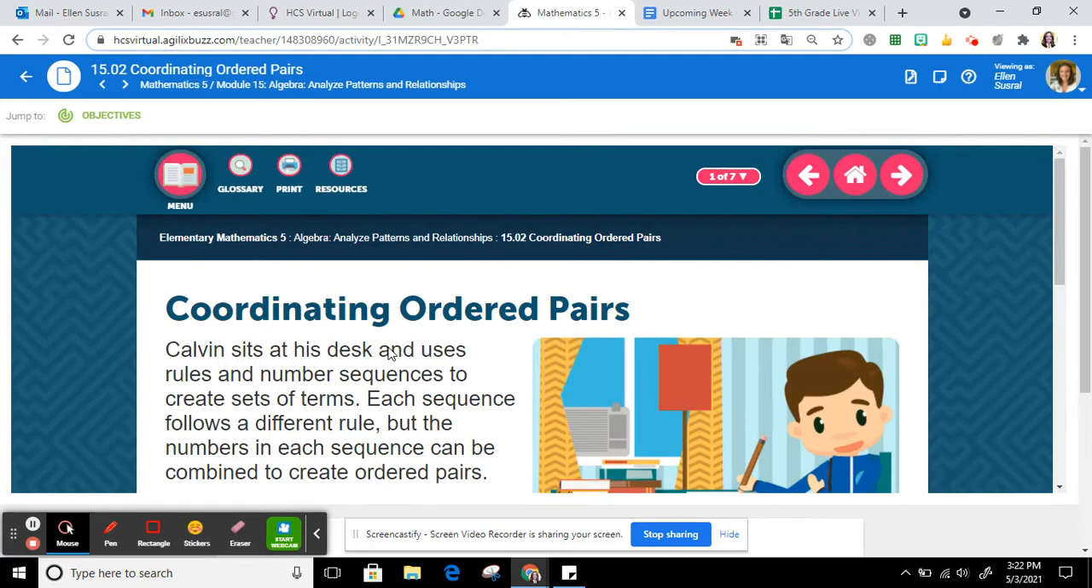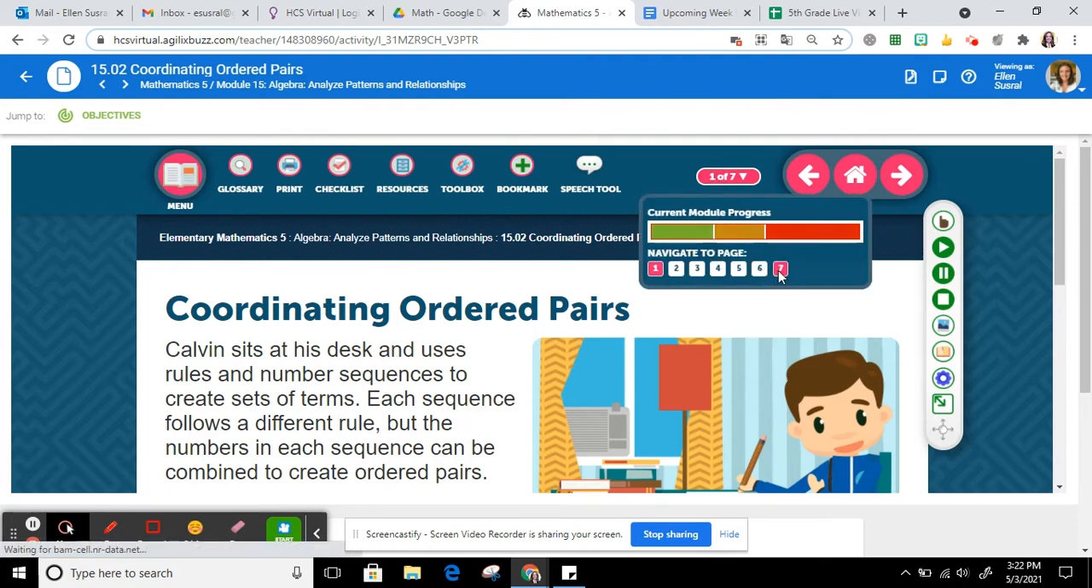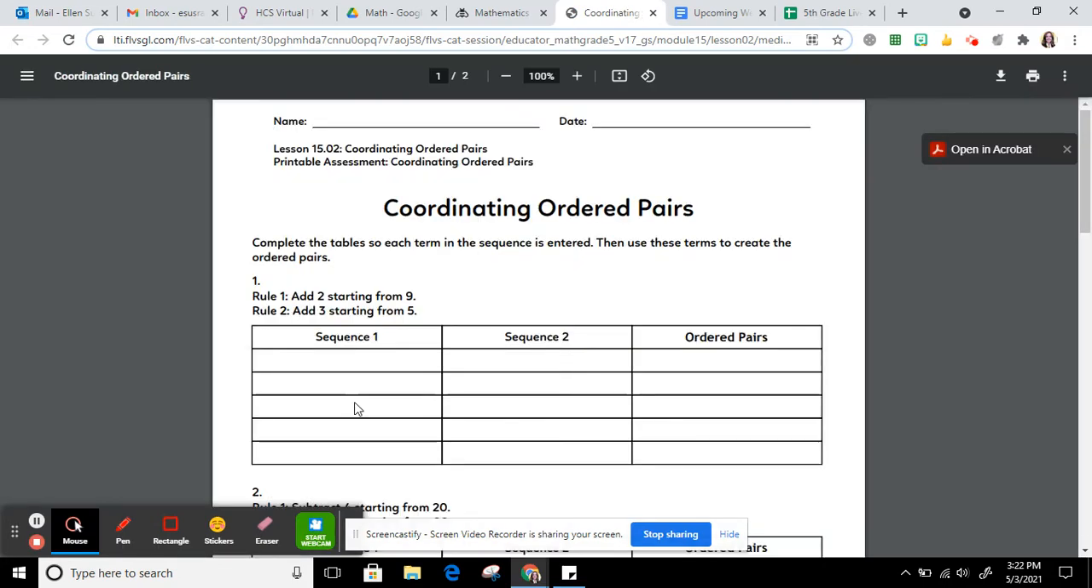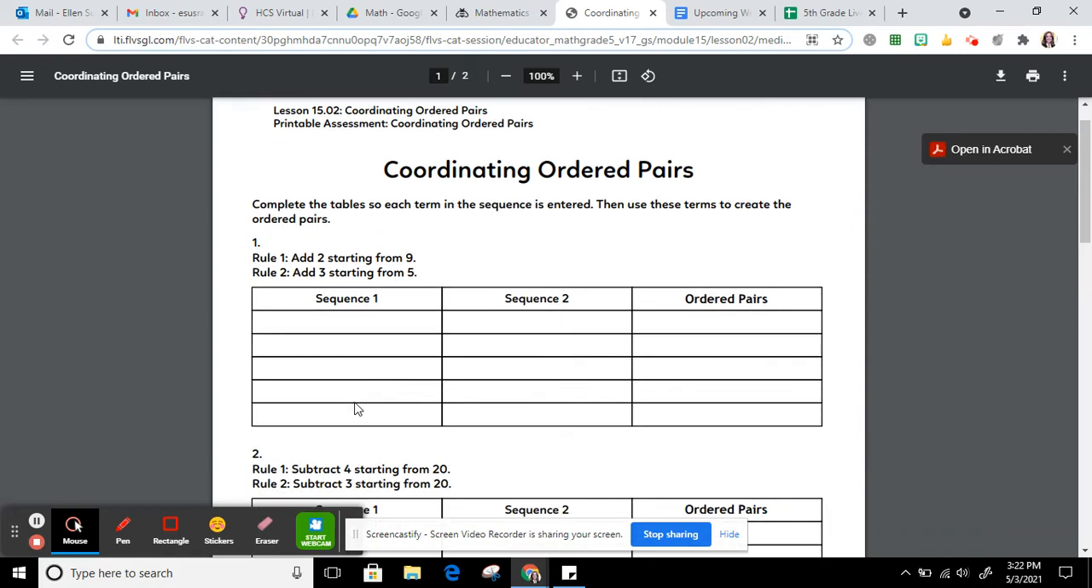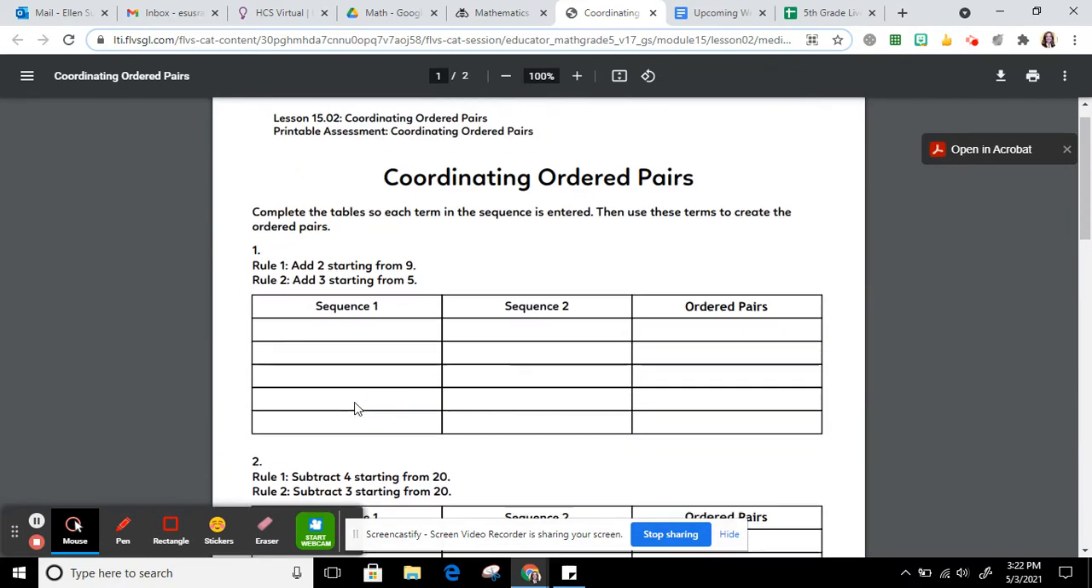All right, this is a 7-page lesson. Make sure you go through all 7 pages and go through that content, and make sure you go through all of the examples and practice problems that they provide. When you get to page 7, it'll be what's my assignment. You're going to click on the coordinating ordered pairs, and we're going to go over how you're going to complete this assignment. So it's a 2-page assignment where you're going to be completing 4 different tables following certain rules.